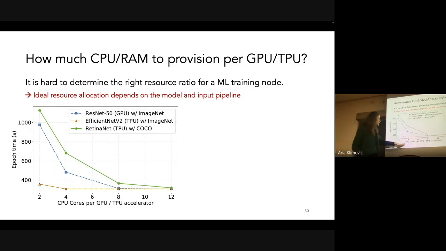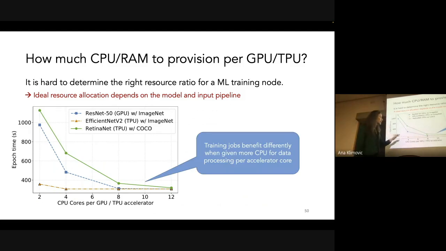So what we're seeing here is the CPU cores per accelerator. And this is the epoch time, so the time it takes to train on one iteration of the data set for 3 different models. And the conclusion is that, okay, they all plateau at some point. That happens because at that point, you're no longer input bound. So giving more CPU cores per accelerator doesn't help. The bottleneck is what's actually happening on the accelerator. But how many CPU cores you need to provision in order to hit that point depends on the model. And so there's no one size fits all.